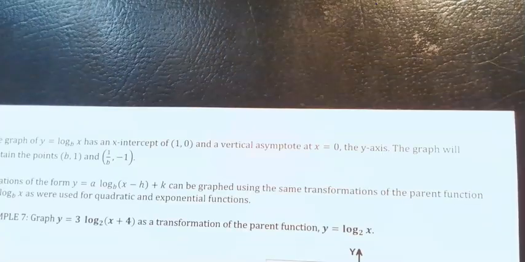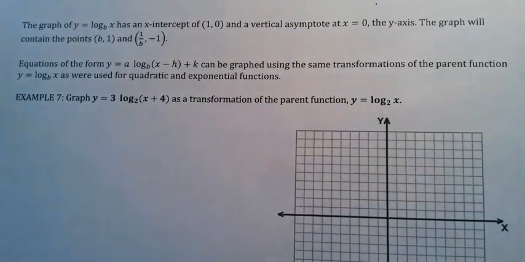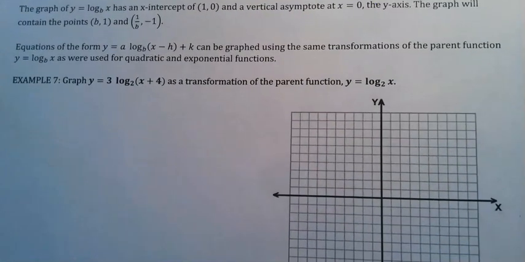Okay, so this last one is the graph of y equals log of x in base b has an x-intercept. You probably noticed it earlier, but it had an x-intercept of 1, 0 and a vertical asymptote at x equals 0, which is the y-axis. The graph will always contain the points b, comma 1, and 1/b, comma -1. So that's kind of helpful. We didn't know that earlier, but kind of learned it.